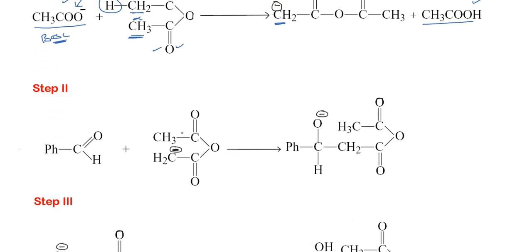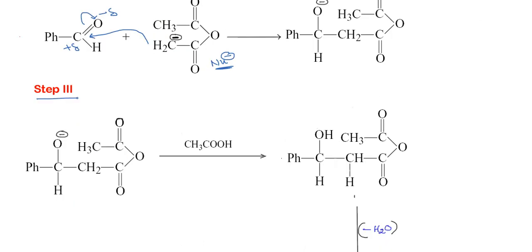Now, in the second step, this will act as a nucleophile, and again the same process will take place. The electrons will shift over this oxygen, and the carbon becomes electron deficient. So this nucleophile will go to this electron deficient carbon atom, and it is formed with a negative charge on this oxygen atom.